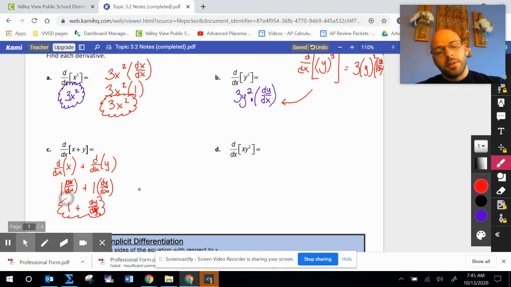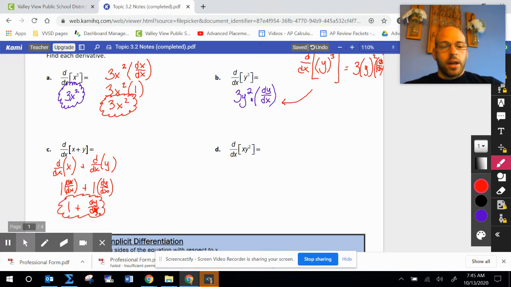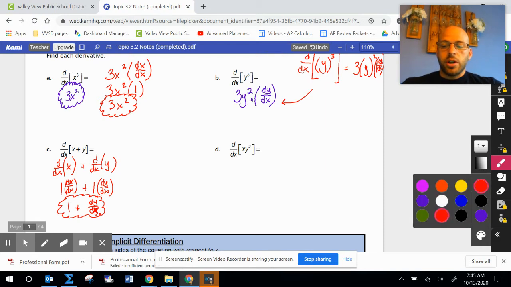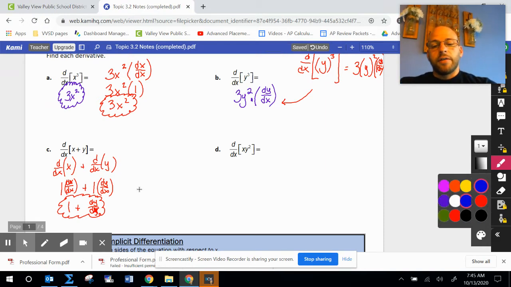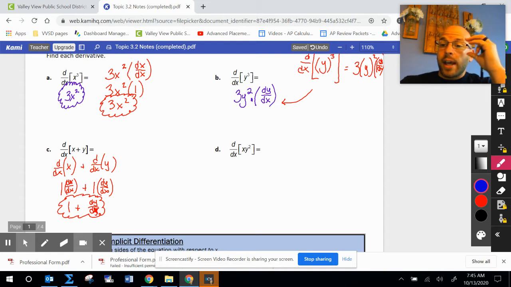And this would be my derivative. Okay, let's do another one. I'll change colors here. Try to make it colorful. So now for part D, I have a product rule. So I'm not doing the sum or difference. I need to use that product rule.